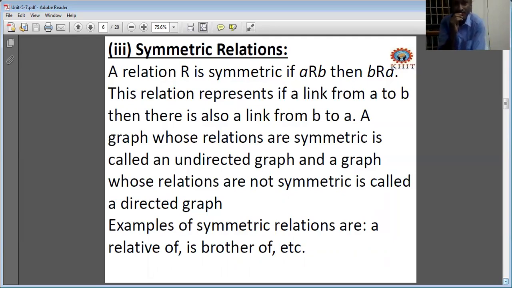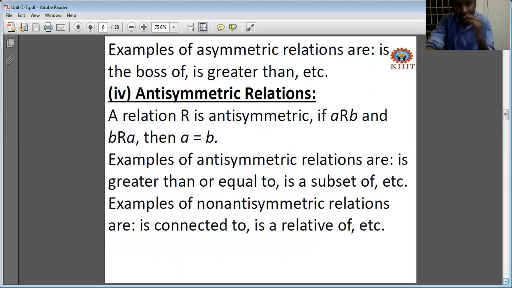A graph whose relations are symmetric is called an undirected graph, and a graph whose relations are not symmetric is called a directed graph. Examples of symmetric relations are is a relative of, is a brother of, etc. Then next, examples of asymmetric relations are is the boss of, is greater than, etc.